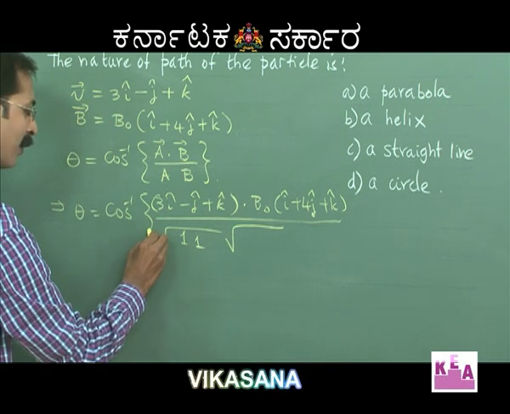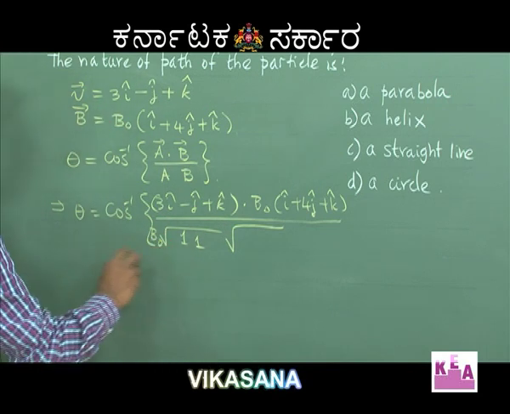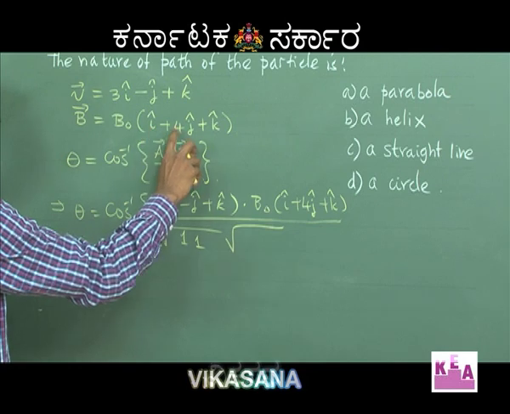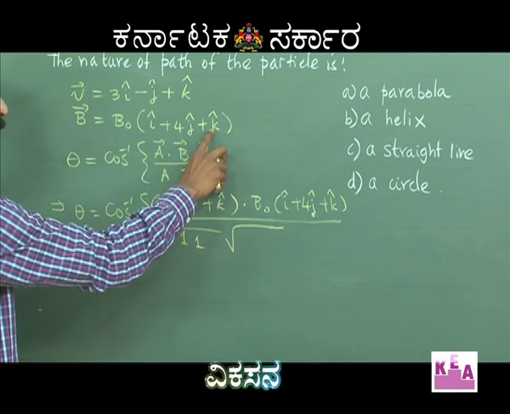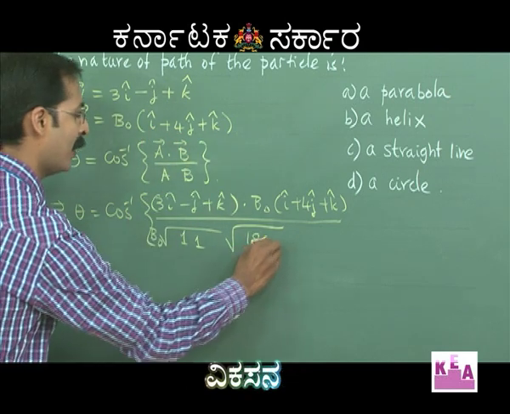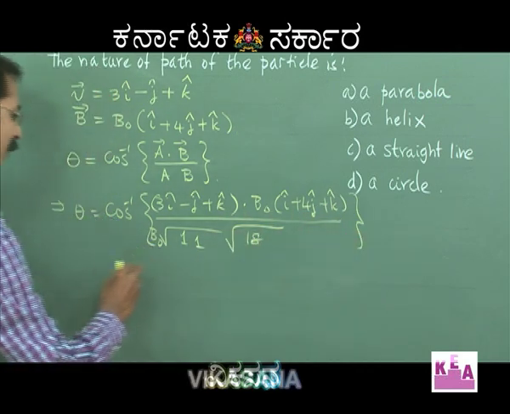B naught is common everywhere, B naught I write here. 1 square is 1, plus 4 square is 16, plus 1 square is 1, square root of 18. Let us simplify this one.